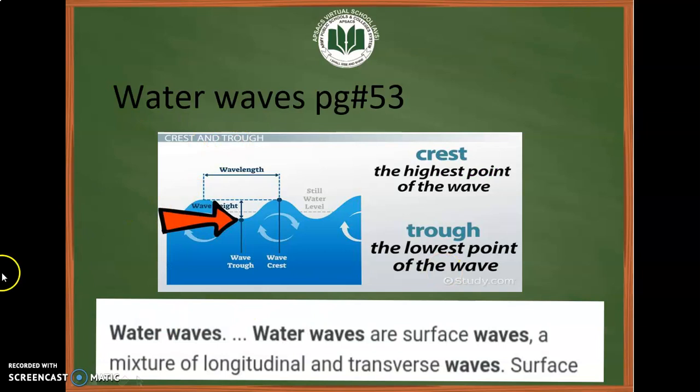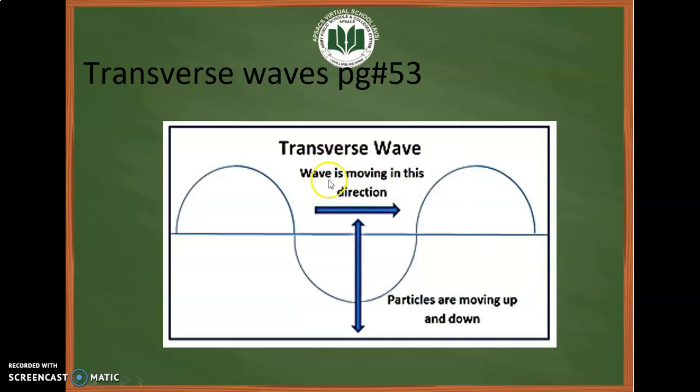The water waves are surface waves, and they are a mixture of longitudinal and transverse waves. Now what are transverse waves? When the wave is moving in this direction and the particles present in the wave are moving up and down in this direction, the waves formed are known as transverse waves. When the direction of the wave and the direction of the moving particles are perpendicular to each other, making a 90 degree angle, these types of waves are known as transverse waves.